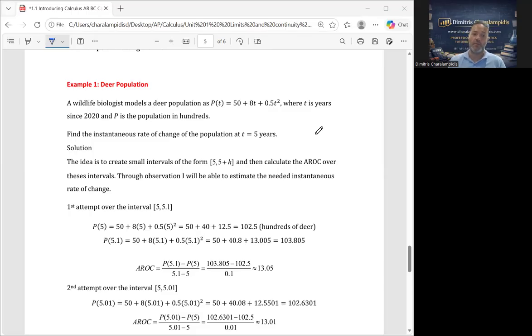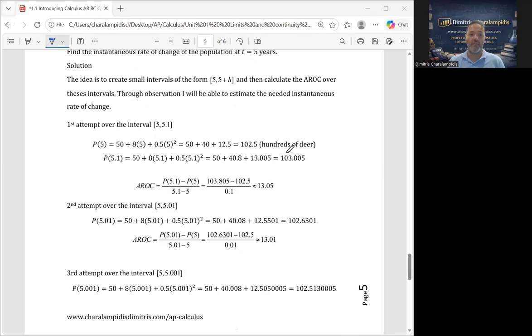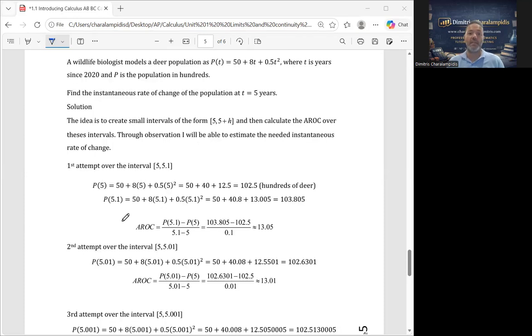Let's find out together. We have that P(t) = 50 + 8t + 0.5t², where t represents the number of years since 2020 and P is the deer population measured in hundreds. We want the instantaneous rate of change when t = 5.